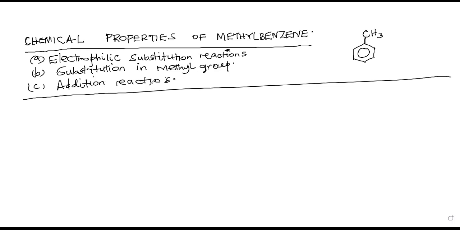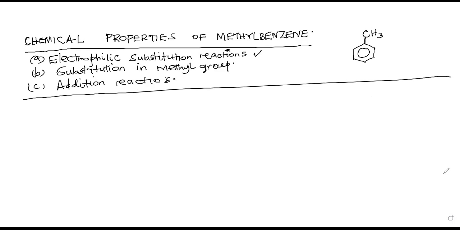the addition reaction. So like benzene, methylbenzene also undergoes electrophilic substitution reactions, only that the substitution can take place in two cases. We have the substitution of the methyl group, then substitution reactions in the benzene ring, and then the addition reactions. So let's begin with the electrophilic substitution reactions in the ring, as our first reaction.